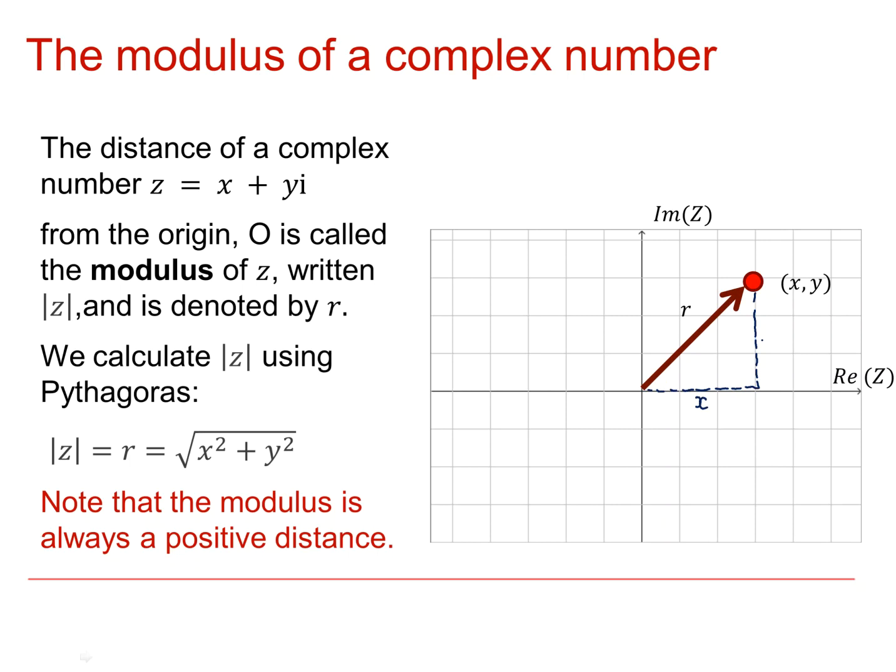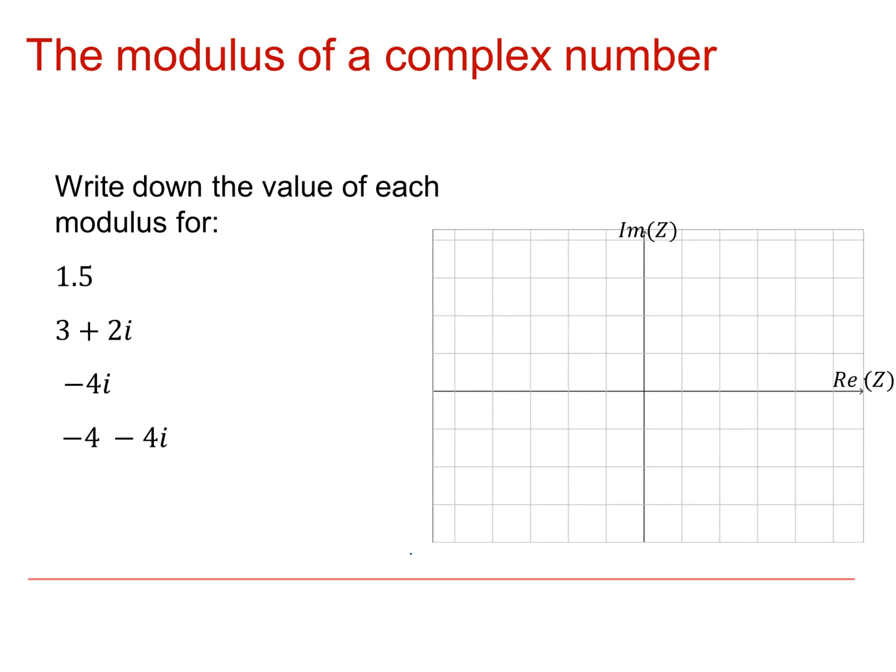The base of the triangle is x and the height is y, so the distance r is the square root of x squared plus y squared. The modulus is always a positive distance, and note that we're just finding the distance, so we don't need to put an i in here with the y. It's just y squared. Pause the video for a moment while you work out the modulus of these complex numbers.